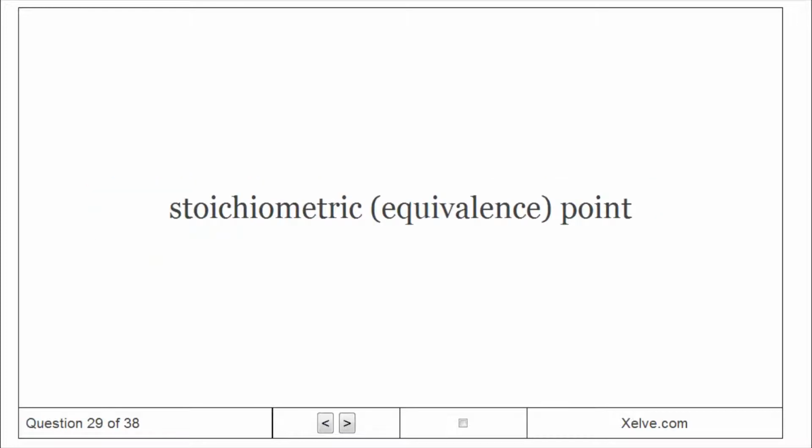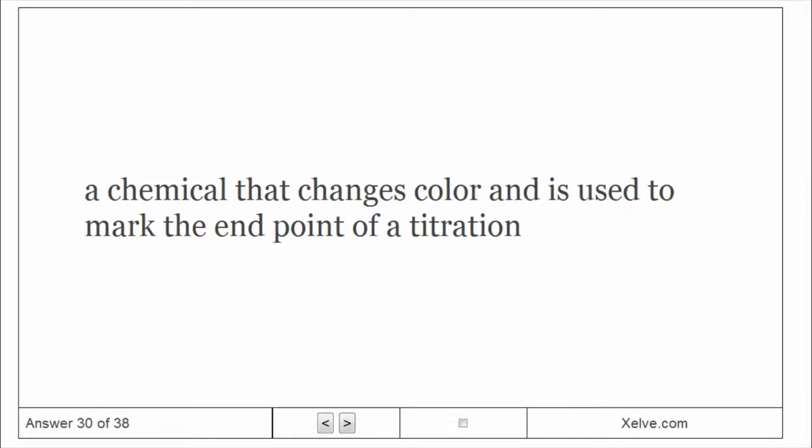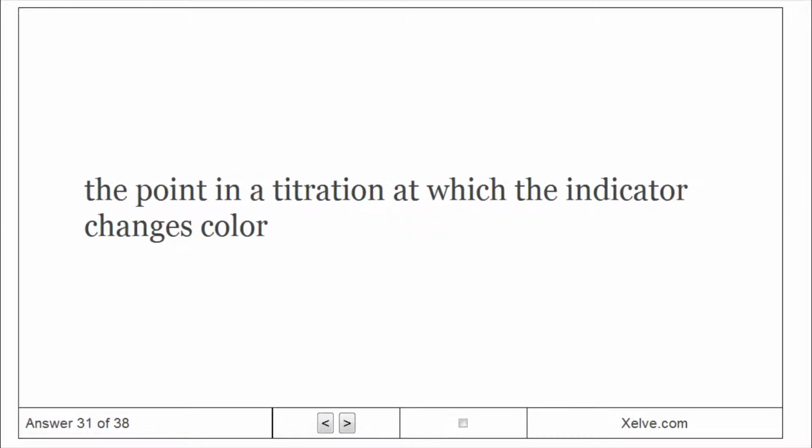Stoichiometric point. The point in a titration when enough titrant has been added to react exactly with the substance in solution being titrated. Indicator. A chemical that changes color and is used to mark the endpoint of a titration. Endpoint. The point in a titration at which the indicator changes color.